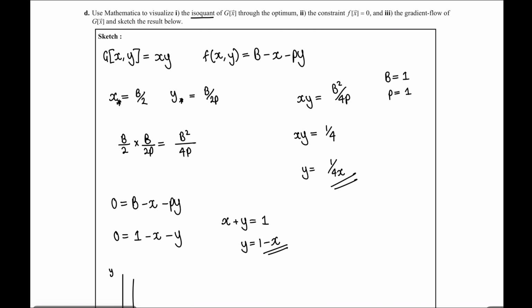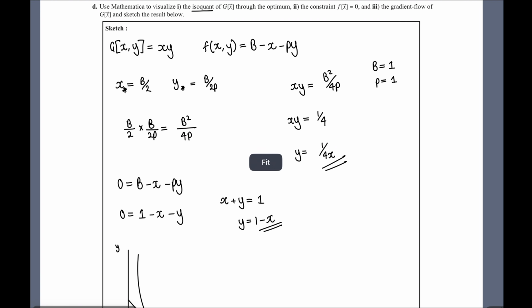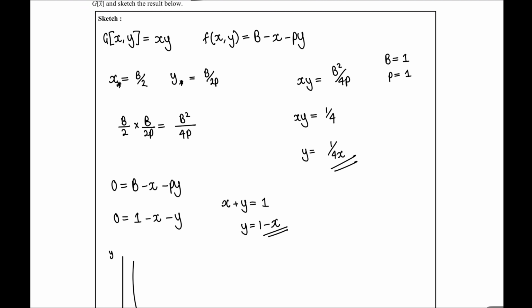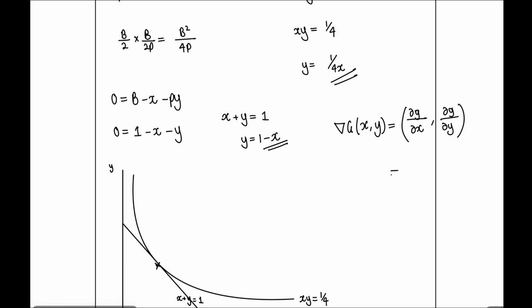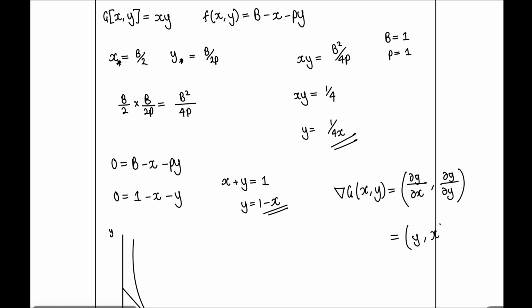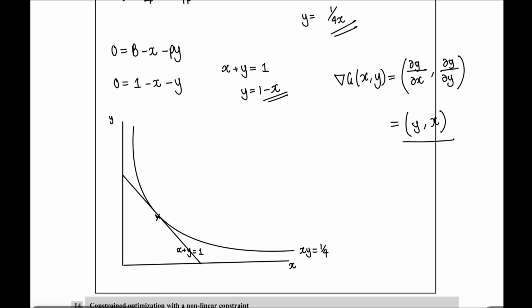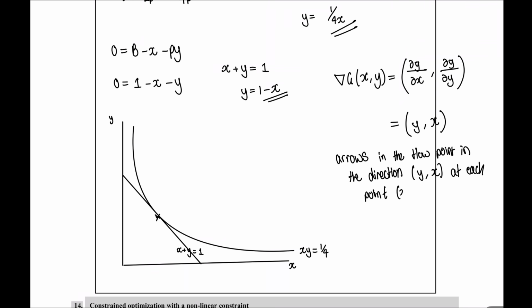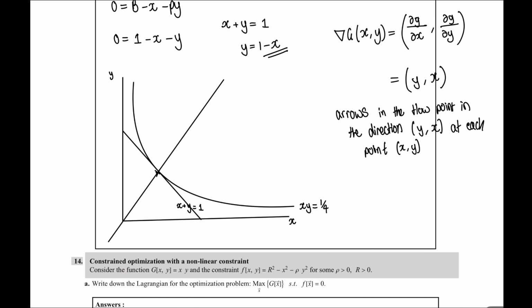In order to work out the gradient flow of the function g, which is a function of x and y, we will need to work out the gradient. So the gradient of this function will be equal to the partial derivative with respect to x and then the partial derivative with respect to y. So we get y comma x when we do that. What this means is that the arrows in the flow point in the direction y comma x at each point x, y. What I'm going to do is draw y is equal to x just temporarily.